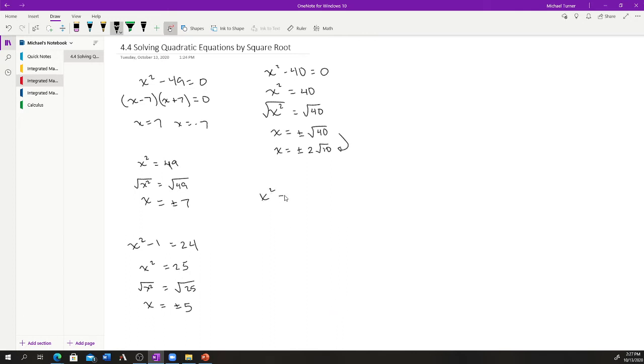Let's do one more. Let's say x squared minus 70 equals 2. Same thing. Add 2 on both sides, take the square root. Square root and square cancel out. 72, and that can be broken down into square root of 36 times square root of 2. And if you need to write that step, you can. And the square root of 36 is 6. So the simplified answer is x equals plus or minus 6 radical 2.